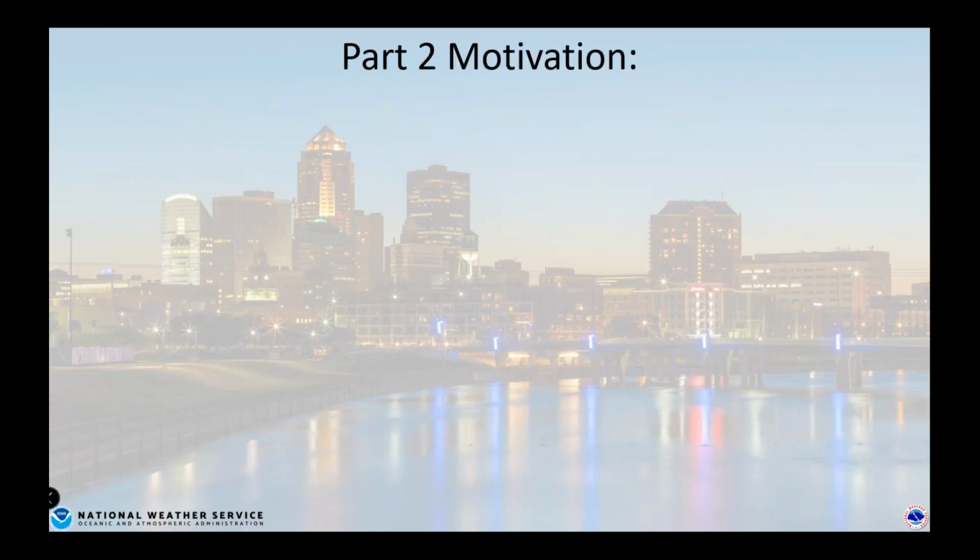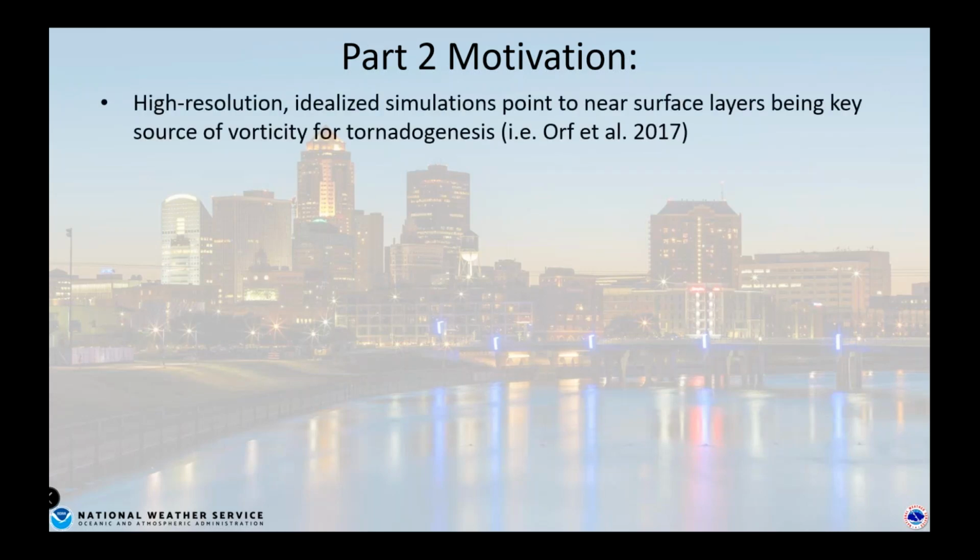So for the second part of my talk, this will be the research project that we're going to be pursuing further here. And so the motivation for this comes from a lot of the high resolution simulations we've had over the last decade that are pointing towards the near surface layers being a key source of vorticity for tornadogenesis. And we've had the whole argument of, is it forming from the top down? Is it forming from the bottom up? Maybe we have a combination of both here. But either way, these high resolution simulations are showing us that we really need to be focusing on some of these lower levels.